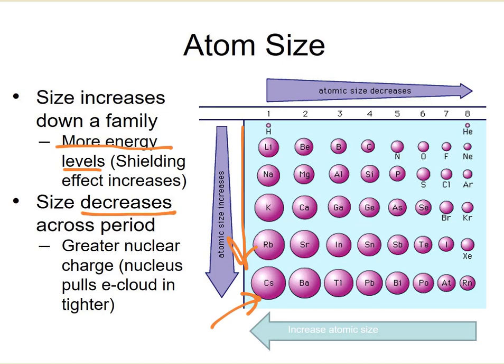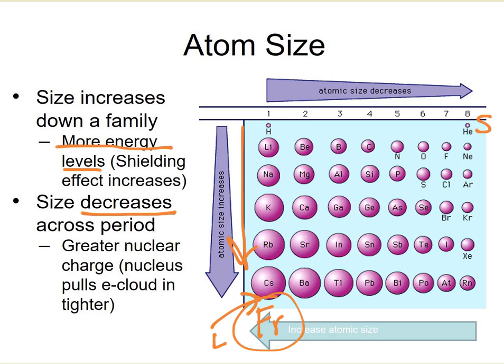You can memorize this atom size by just memorizing what's the smallest and what's the largest. So your smallest atom is helium, so let's put an S for small, and the largest atom is francium down here. So let's put an L for that. As you go towards francium, it gets bigger, and as you go towards helium, it gets smaller.